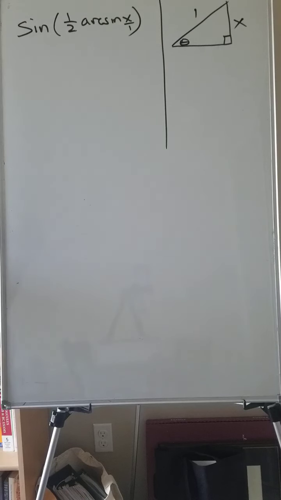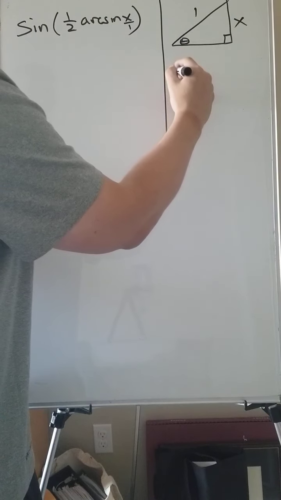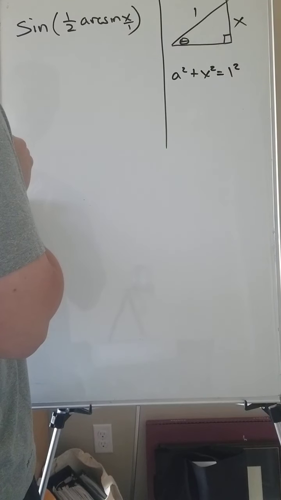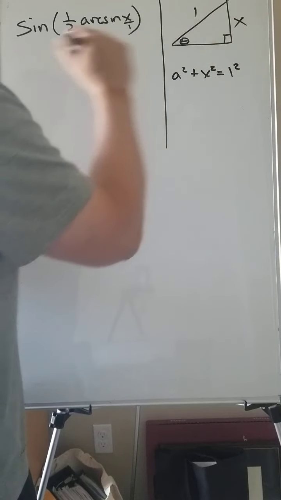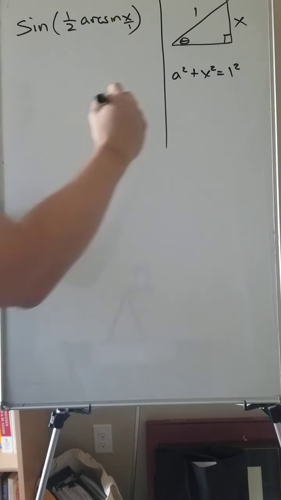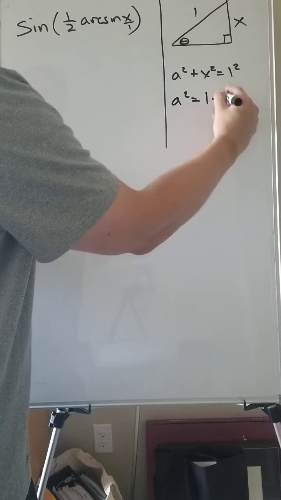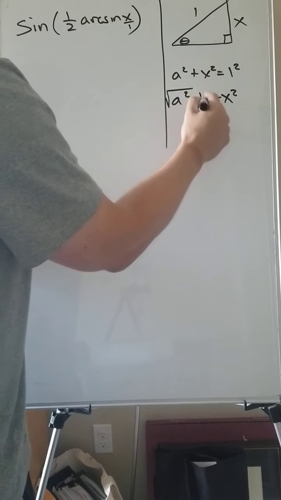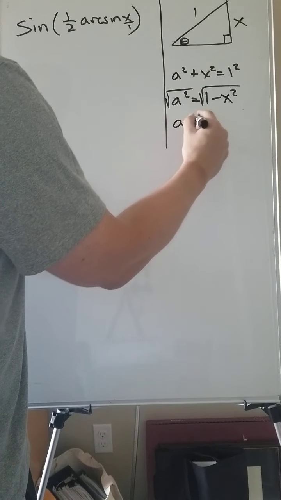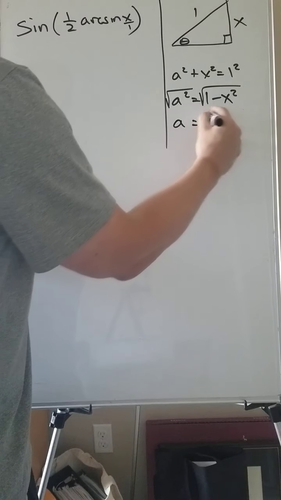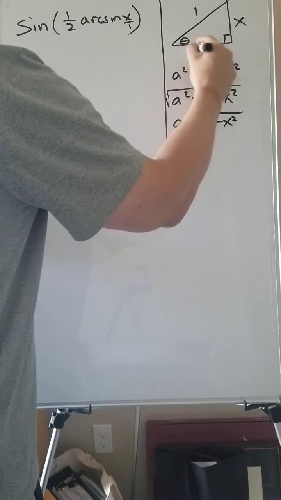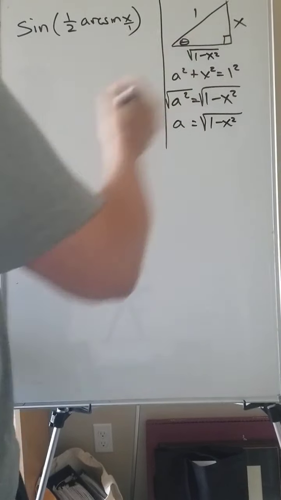So once again, we'll use our Pythagorean theorem. So a squared plus x squared equals 1 squared. I need a by itself. I'm trying to find that side length. So I'll subtract x squared from both sides. So a squared equals 1 minus x squared. Take the square root on both sides. Square root of a squared is a. The square root of 1 minus x squared is the square root of 1 minus x squared because it doesn't simplify. So that means this side right here is the square root of 1 minus x squared.